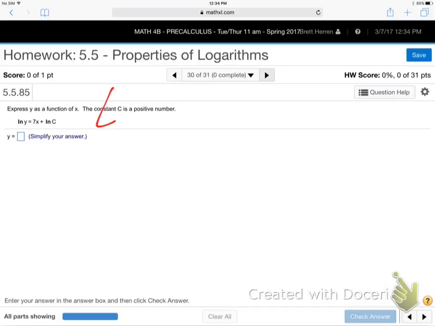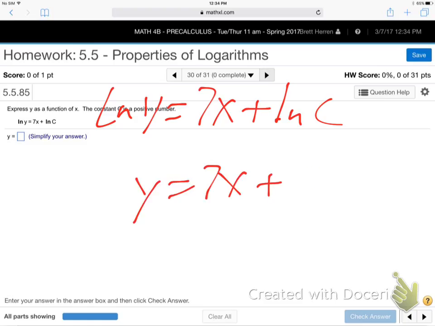Okay, so ln y is 7x plus ln c. Now, the person that thinks dividing would just go, oh, just divide, it's just y equals 7x plus c. These are easy. That's wrong. That's not true. That's the wrong answer. So, let's not do that. I'll erase that and I'll back up.